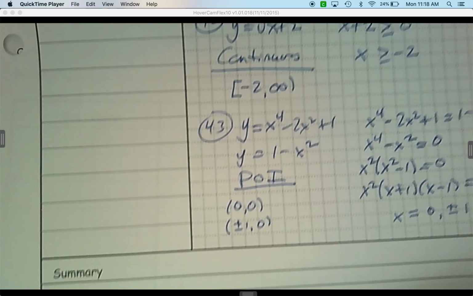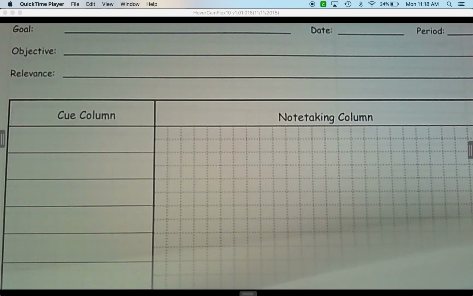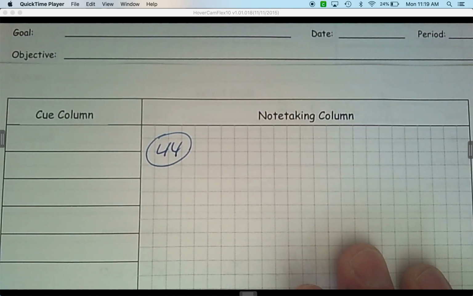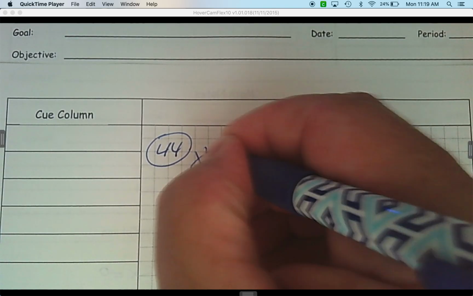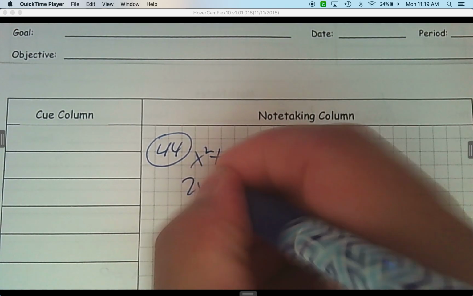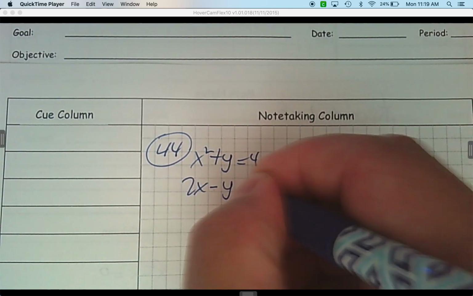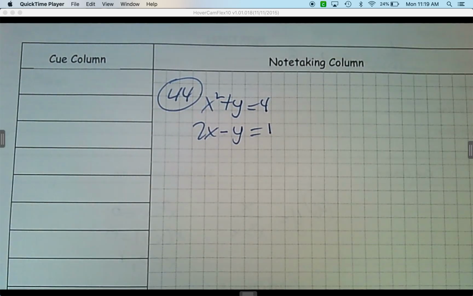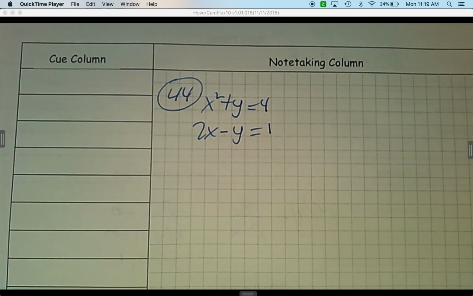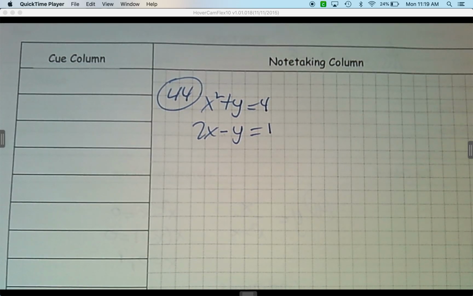44. Now it says use a calculator to do it. So I'm going to go to Desmos right now. Let me write it down first. So we have x squared plus y equals 4. We have 2x subtract y equals 1. So I'm going to go to Desmos. I'm also going to show you here on this calculator how we can also do the same work.